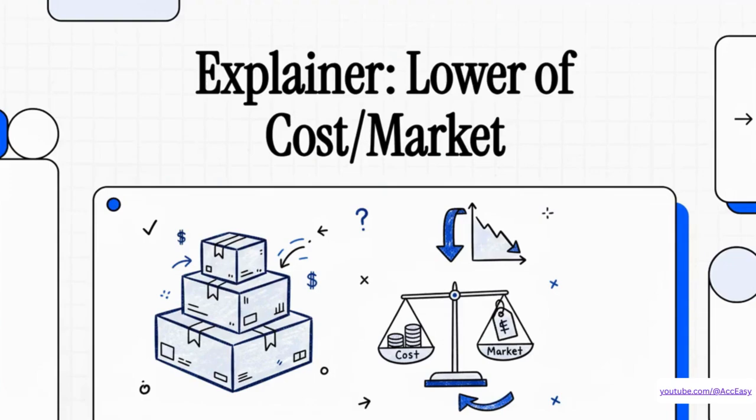All right, let's dive into a really important accounting rule. It's one that's designed to keep a company's books totally honest. It's called the lower of cost or market rule, and it answers a huge question for any business that has stuff sitting on its shelves.